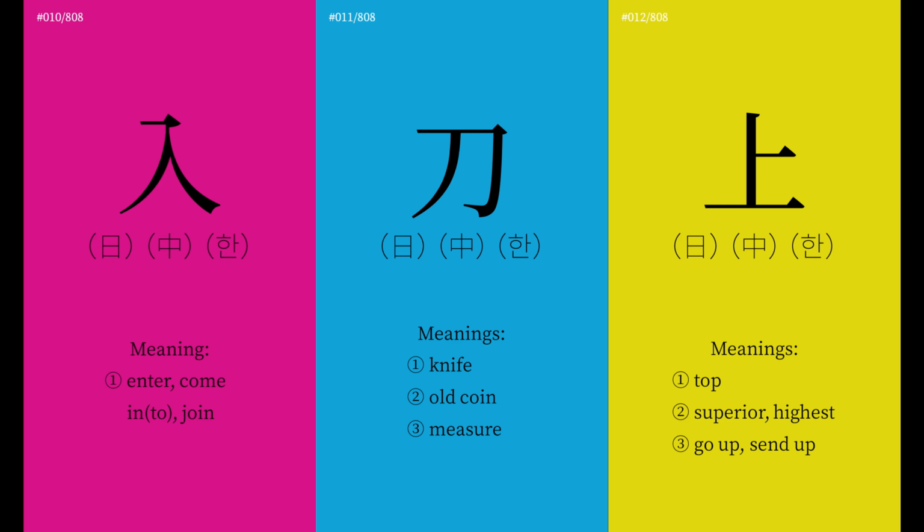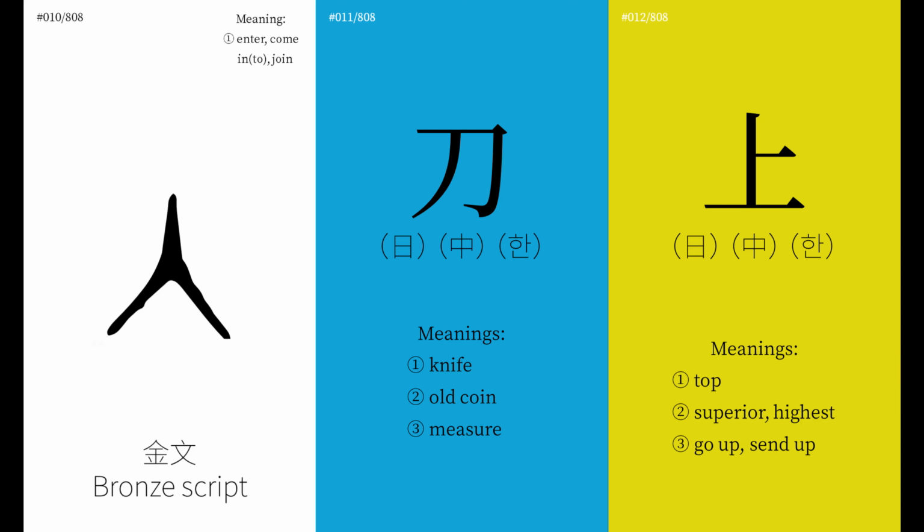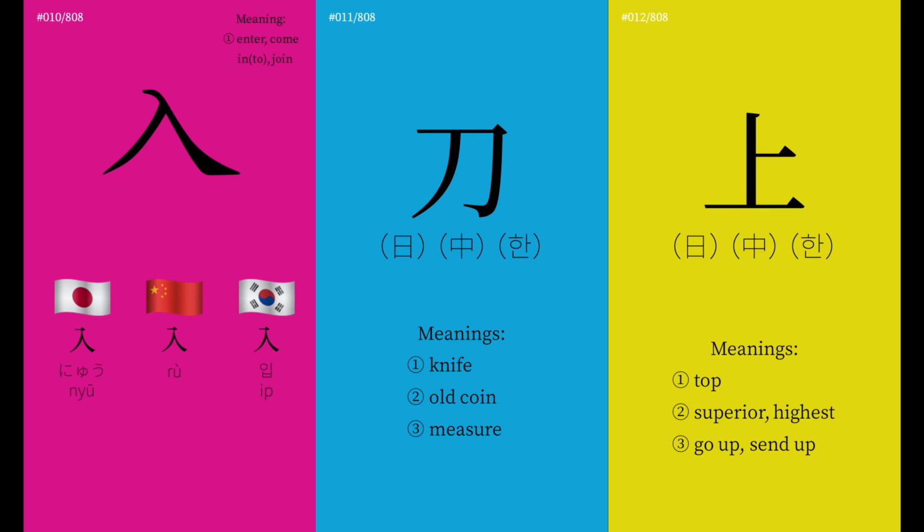The character for enter has a straightforward evolution. Beginning as an arrow shape, it represented something sharp enough to penetrate or enter. The tip grew out and got merged into the right stroke, forming the modern character. The character can mean enter, come into, join.